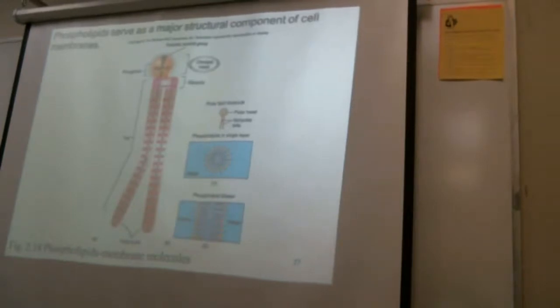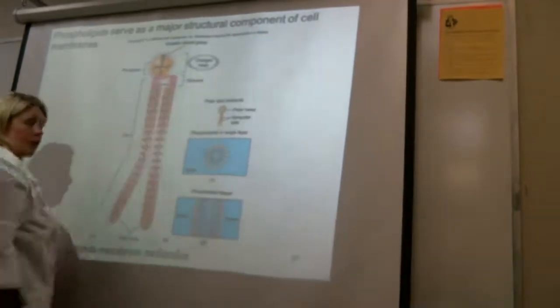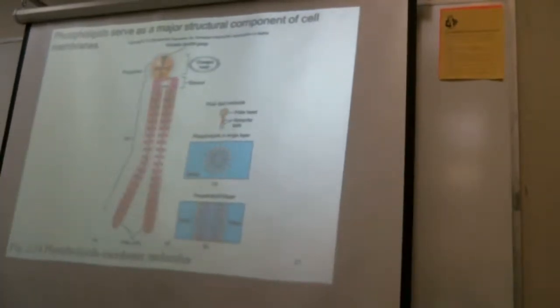Wait a minute. On the phospholipids, it has a fatty acid tail, right? 2 of them. 2 of them, okay. So 1, 2, and a glycerol and a phosphate. Okay, I wrote it in the wrong spot.